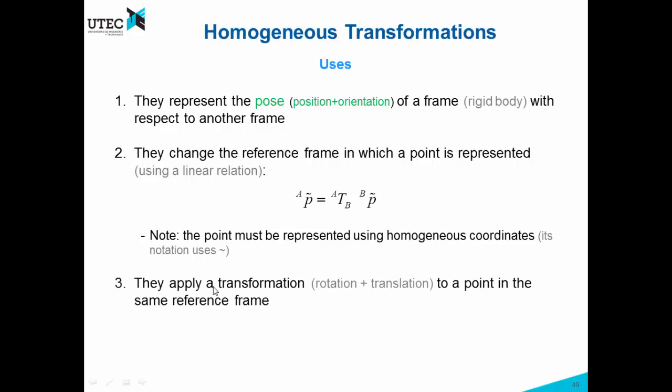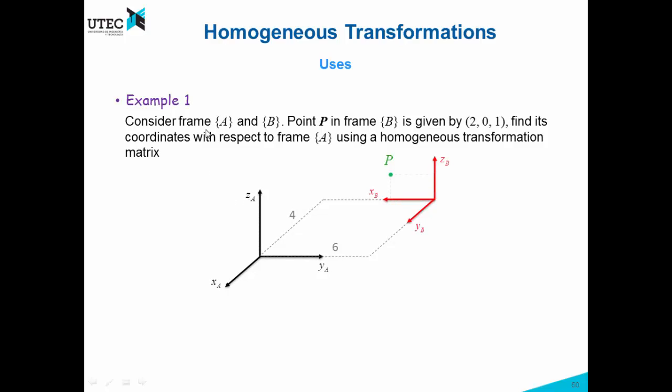And the third use is to apply a transformation, a rotation plus translation, to a point in the same reference frame. If you see, these three uses are the same uses that the rotation matrix had, but in this case we are adding translation. Let's see an example.